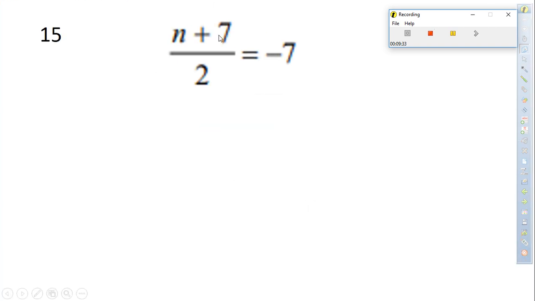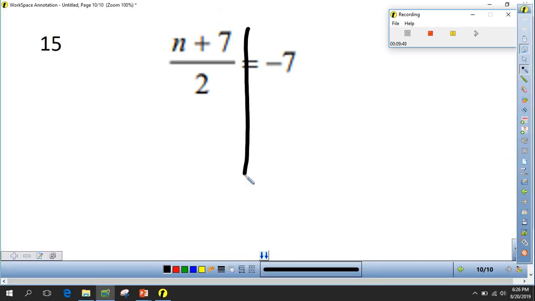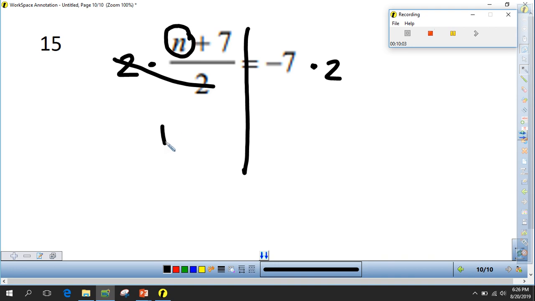And lastly, this n plus 7 is your numerator, so we're going to get rid of it first. It's kind of grouped with that n. So peeling it back in layers would get us to get rid of this 2 first. So I'm drawing a line through my equal sign, circling my n to get it by itself. I'm going to get rid of this fraction first by multiplying by 2. Remember, it's in reverse order of operations. These 2's cancel each other out, leaving me n plus 7 is equal to negative 14.